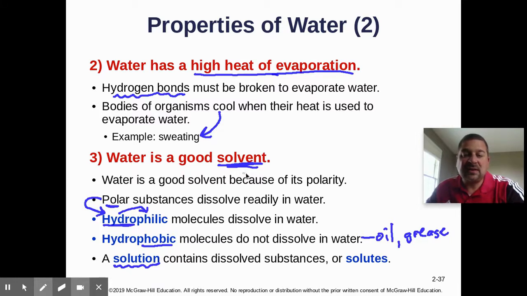But this is good because a lot of metabolic chemical reactions happen in water, in our bodies, in our cells, which are mostly water. So it helps dissolve those things and carry them through the body or provide a place for those reactions to occur.